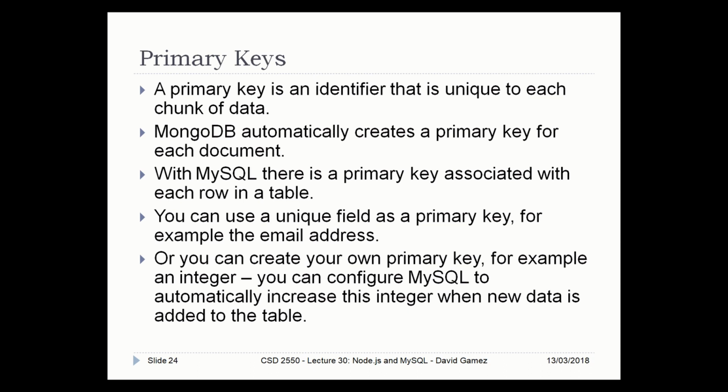But typically, and certainly not in your coursework 3, you're not super worried about optimizing the space on the hard drive, right? So it makes sense to create your own primary key, such as an integer, and then you configure MySQL to automatically increase this integer when new data is added to the table. So that's the easiest way to create primary keys: configure it such that there's an integer associated with each row in the table, and that integer is going to be unique, and when you add new data, that integer is just going to be increased. So that's what I'm going to explain here.